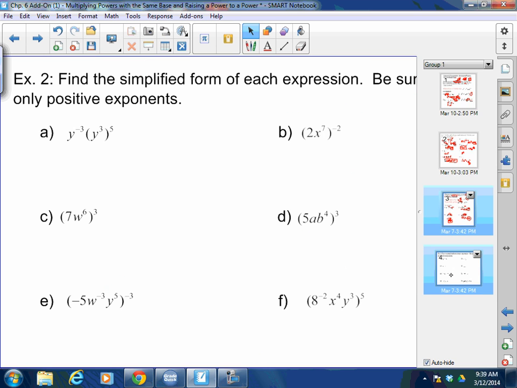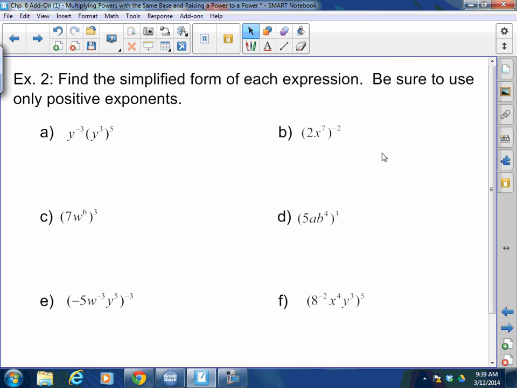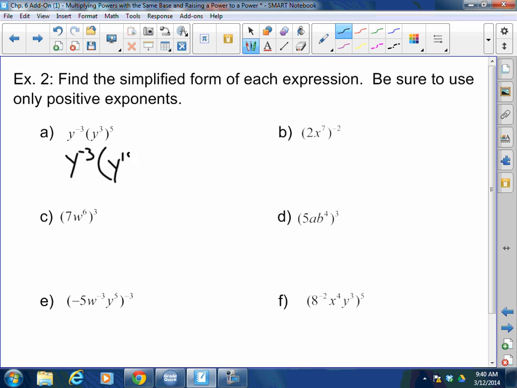Okay. Let's practice. I have y to the negative 3 times y to the third raised to the fifth power. What does this become? Y to the negative 3 times y to the 15, which equals y to the 12th. Excellent. Because when you multiply the same base, you add the exponents. Perfect. Next, 2x to the 7th raised to the negative 2 power.